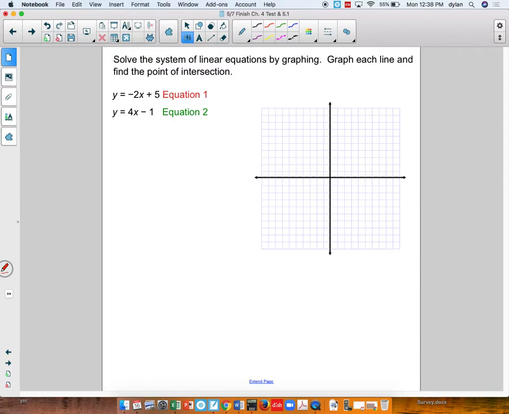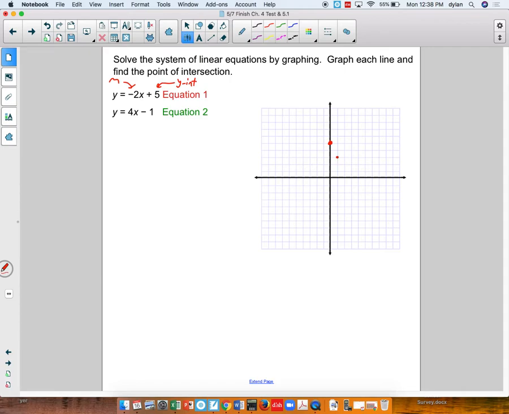So if we look at this first one, we have y equals negative 2x plus 5, which tells us that we have a y-intercept of 5 and a slope of negative 2 because we're in y equals mx plus b form. So I'm going to first put our y-intercept of 5, so 1, 2, 3, 4, 5. And then we'll use our slope, and our slope is negative 2, which means rise over run. So we go down 2 over 1.